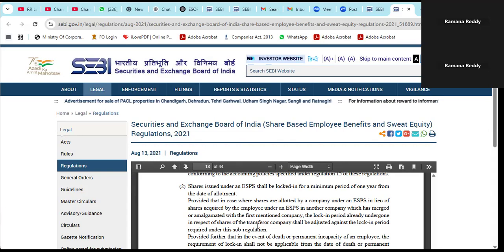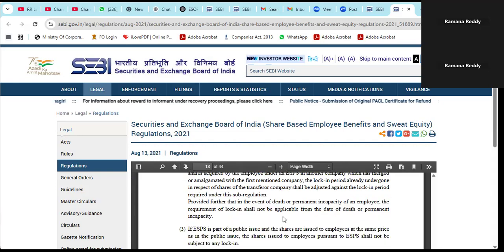A transferred company employee got employee stock purchase scheme options. Suppose the lock-in period is 1 year or 2 years. Because the minimum is 1 year, and in the earlier company he has already worked for 6 months, and the company got merged with another company, then only the balance period he has to calculate, 1.5 years. This is what is discussed in this provision. In the event of death or permanent incapacity of the employee, the requirement of lock-in shall not be applicable from the date of death or permanent incapacity.